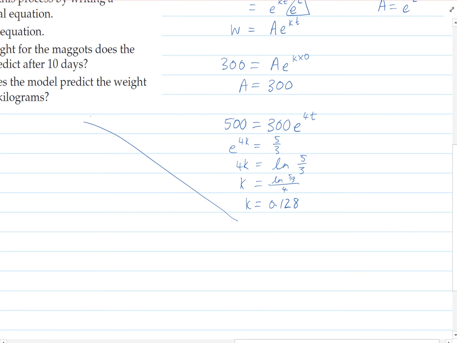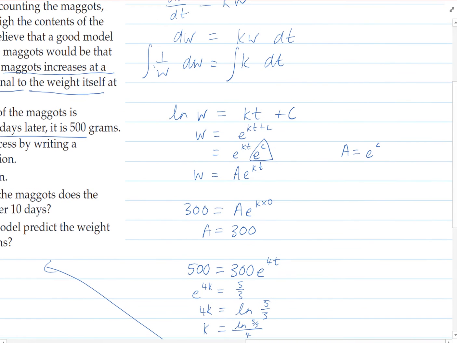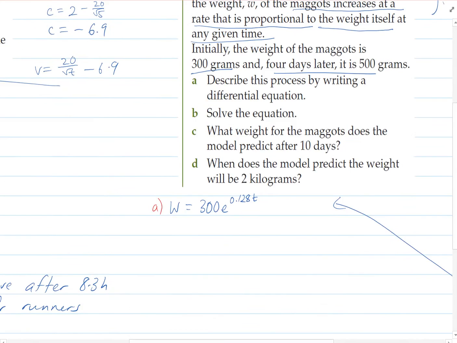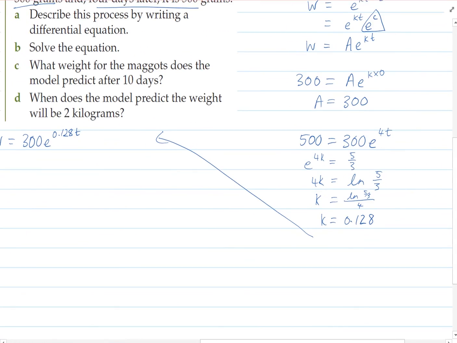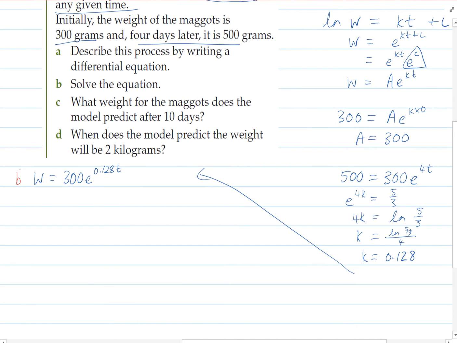So all in all, our equation is going to be w equals 300 e to the 0.128t, and that's our differential equation, so that's our answer for question A. Actually, we've also answered question B already, which is to solve the equation.